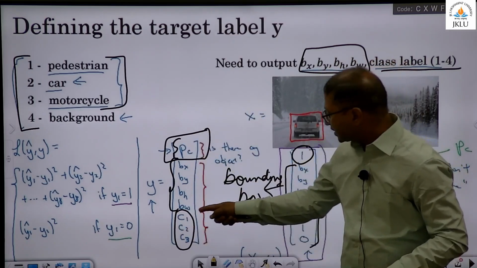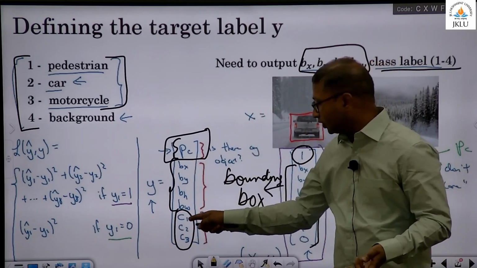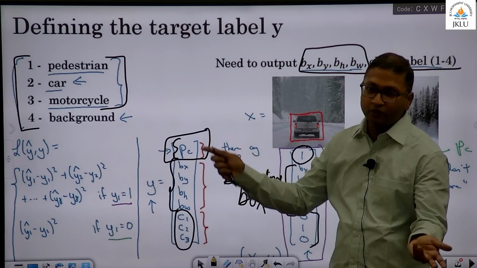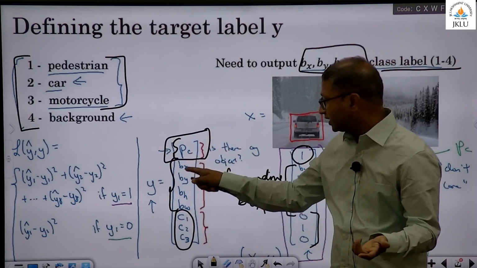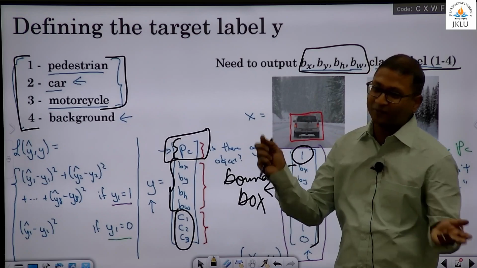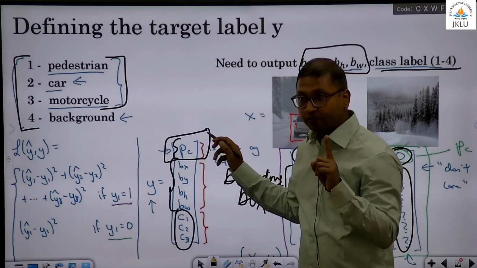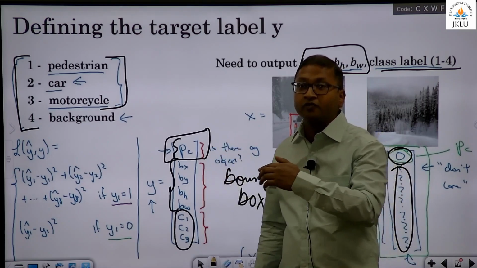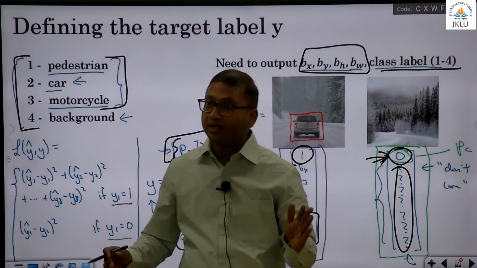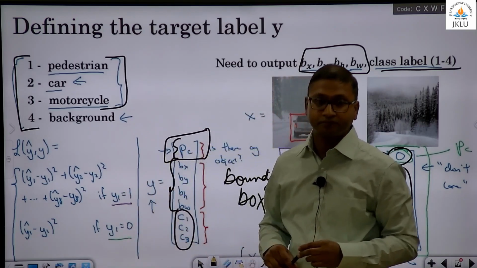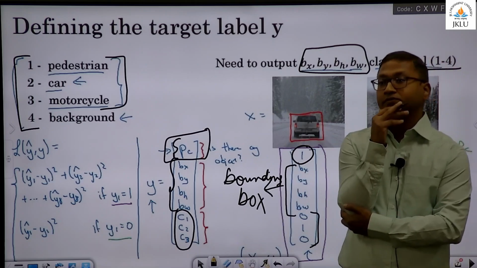But as far as the other things are concerned, it's up to you. You want to keep C1, C2, C3 here, do whichever way you want. You want C1 here, then Bx, then C2, then By, up to you. But once you fix an order, it has to be strictly followed for all the examples, be it millions in your training data set. More questions here?